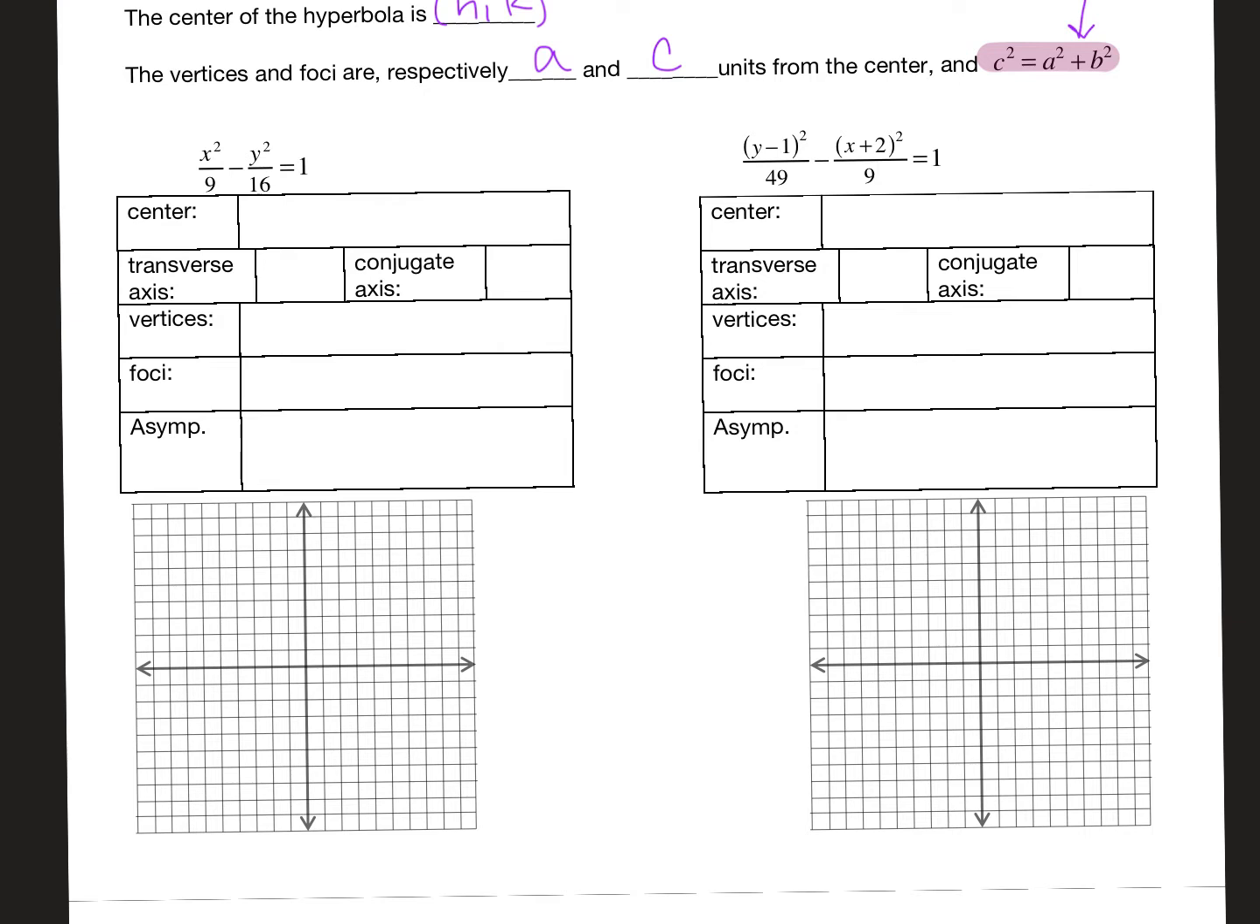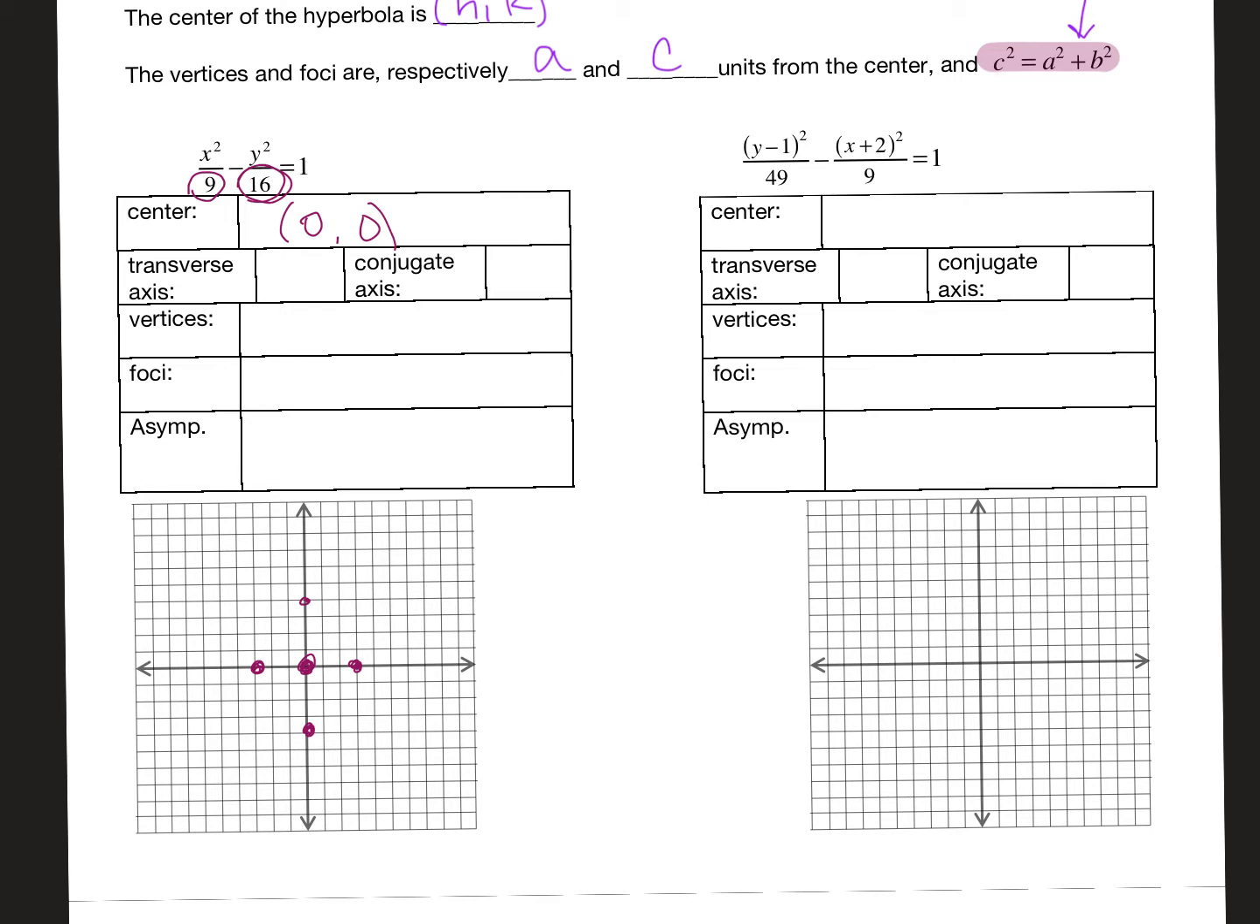So on this first example, the center is (0, 0). Let me put that on my graph. Just like ellipses, I see this 9 under the x, so I'm going to count out 3 units in the x direction, in the horizontal direction. And in the y direction, because of that 16, I'm going to count out 4. 1, 2, 3, 4. And if this was an ellipse, this is where I would go ahead and start drawing my oval. But this is not an ellipse. This is a hyperbola. So that's where sort of the similarity ends.